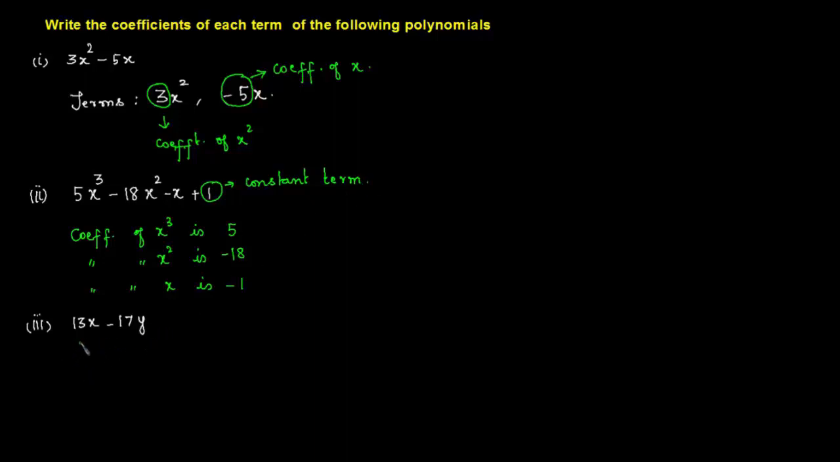Now on to the next question. So there are two terms, 13x and minus 17y. So 13 is the coefficient of x and minus 17 is the coefficient of y. So coefficient of x is 13 and coefficient of y is minus 17.